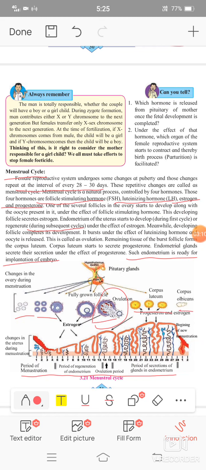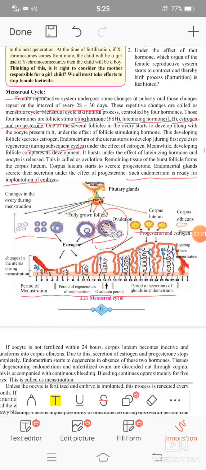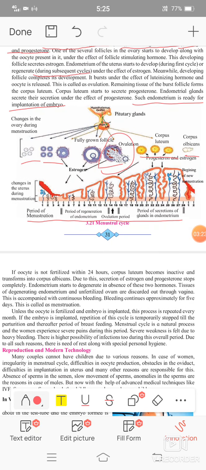And if the ovulation is not successful, and fertilization does not occur, the corpus luteum becomes the corpus albicans, and that degenerates. If the oocyte is not fertilized within 24 hours, the corpus luteum becomes inactive and converts into the corpus albicans. Due to this, secretion of estrogen and progesterone stops completely, and the endometrium starts degeneration, in the absence of those two hormones, progesterone and estrogen.